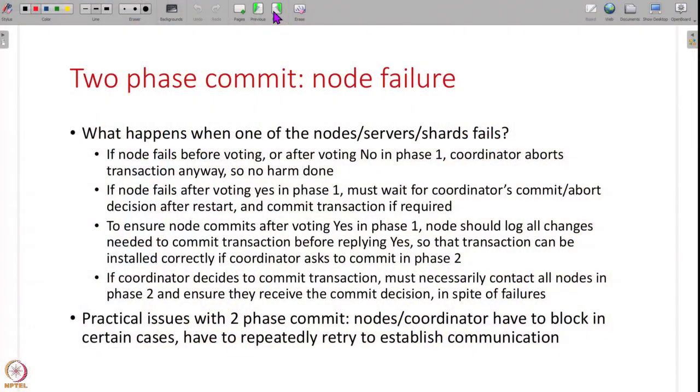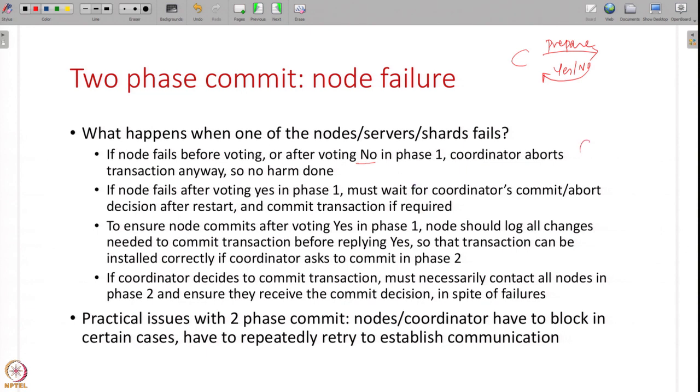Now, what about if these different replicas or shards, these nodes of the system, fail in between this two phase commit, then what? So, again let us see various cases. If a node fails before voting itself, it never said yes or no, or if it voted no in phase 1, where the coordinator is sending a prepare message and the nodes have to vote yes or no, and the node has crashed, then it is okay. It does not have to bother about this transaction anyways. Why? Because anyway the transaction will abort, nothing will happen, so it can ignore.